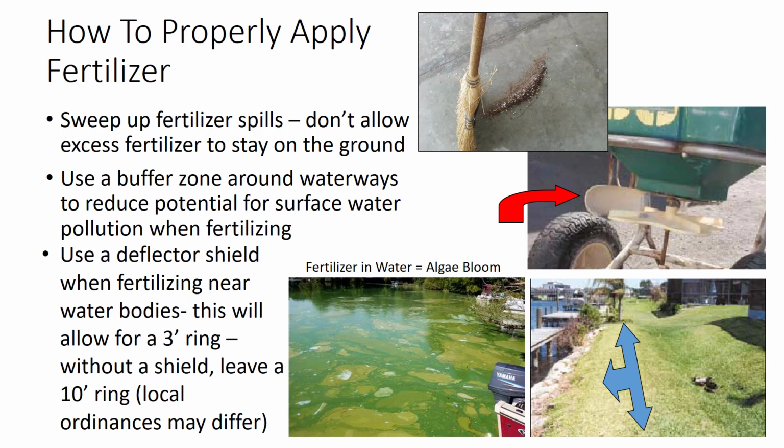When you are near waterways, use a buffer zone around waterways to reduce potential for surface water pollution when fertilizing. Fertilizing in the water can lead to algal blooms, which is devastating to waterways. The minimum size for the buffer zone is 3 feet if you are using a deflector shield and 10 feet if you are not using a shield. Keep in mind that local ordinances may require a larger buffer zone.